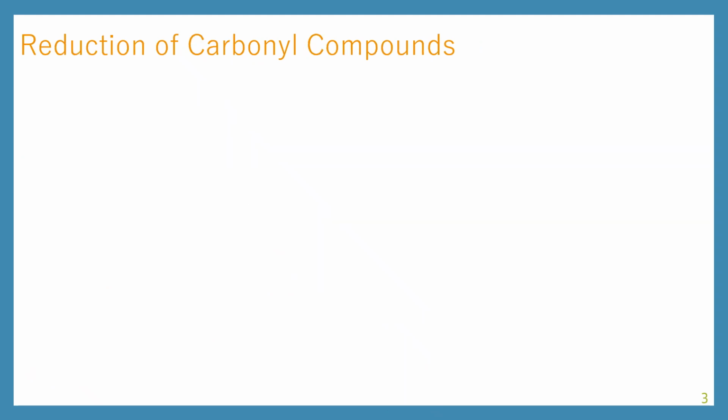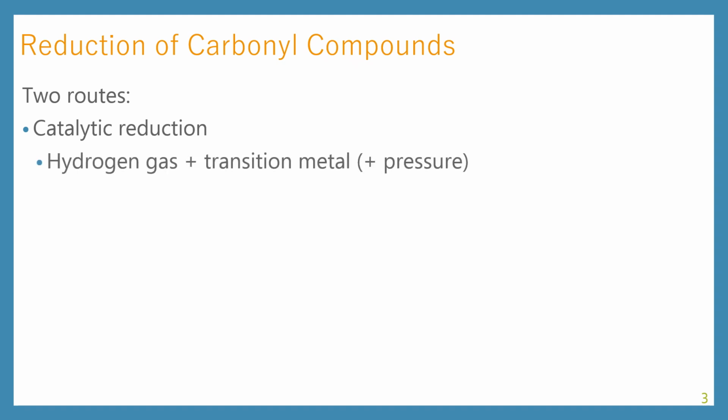So oxidation takes a compound and adds bonds to oxygen. Reduction does the opposite. So we're going to look at two different routes of reduction for carbonyl compounds. The first one is catalytic reduction. These are the types of conditions we've seen a lot of. This is going to be hydrogen gas plus a transition metal plus sometimes pressure. And then we're also going to introduce metal hydride reduction. This will include sodium borohydride.